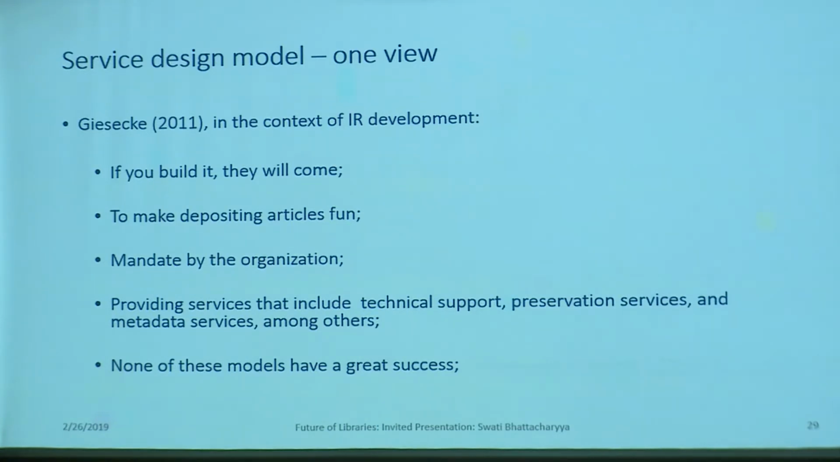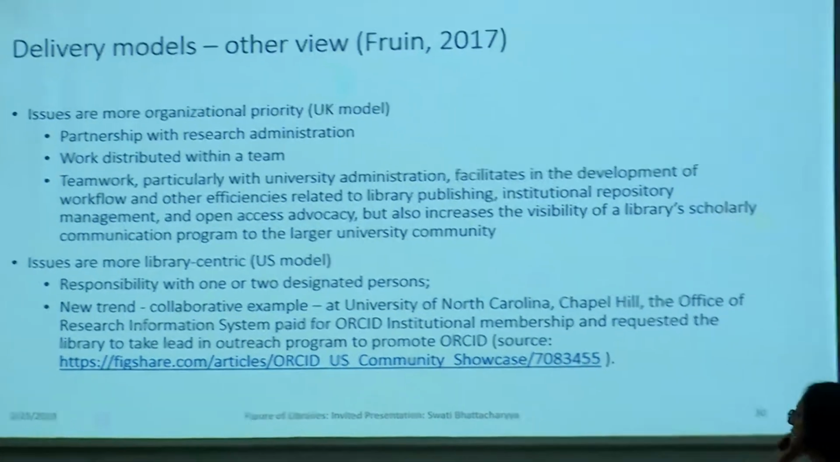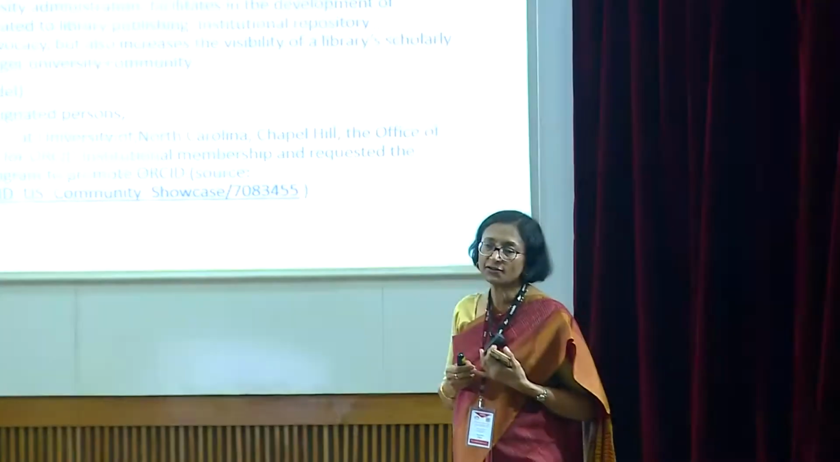Libraries try to provide services, more technical support, more preservation service or metadata service. Again, none of the models worked. Fruin's study made a kind of study, and I have found from her study that these 2 models clearly emerge. I have named them, one is the UK model and another is the US model, because she collected data from these 2 continents. If you go by the UK model, the issues are more organizational priority.